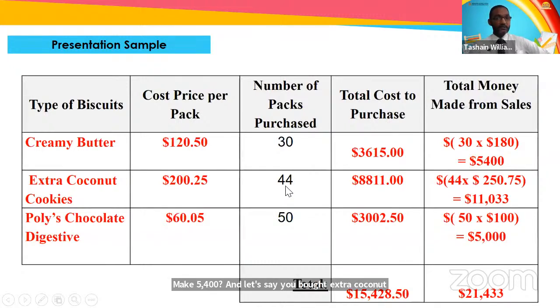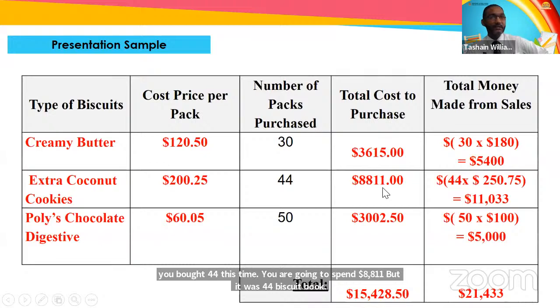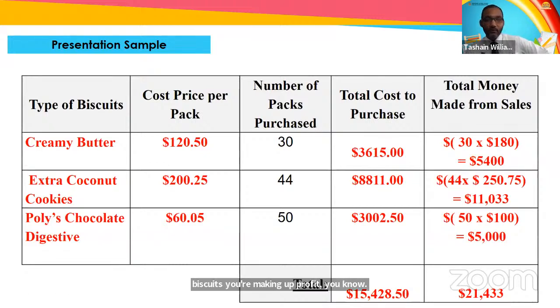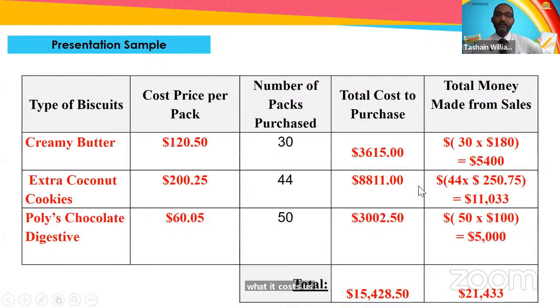And let's say you bought extra coconut biscuits, a whole lot more. Say you bought 44 this time. You are going to spend $8,811 for those 44 biscuits. But remember, every time you're selling the biscuits, you're making a profit. So when I sell all my biscuits at $250.75, I'm going to make $11,033. Is that more than what it costs us? Of course it is. 11,000 is greater than 8,000. And 5,000 is greater than 3,000.